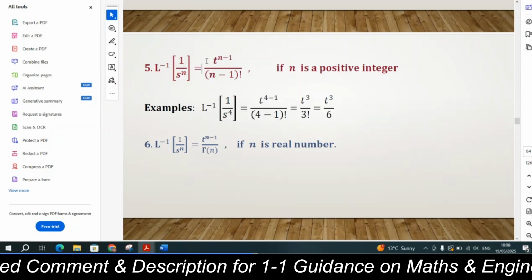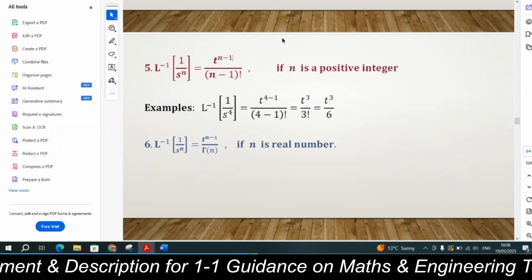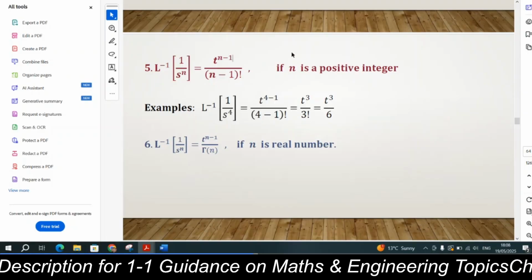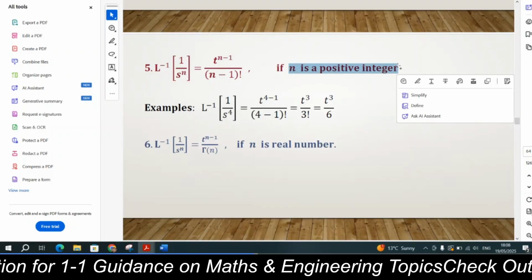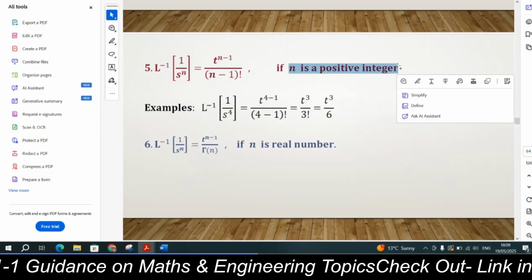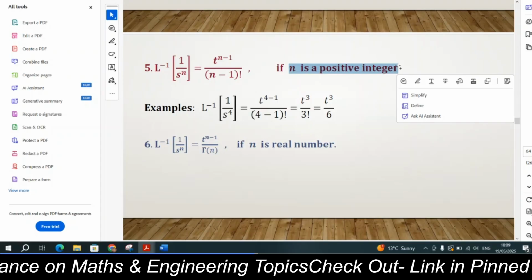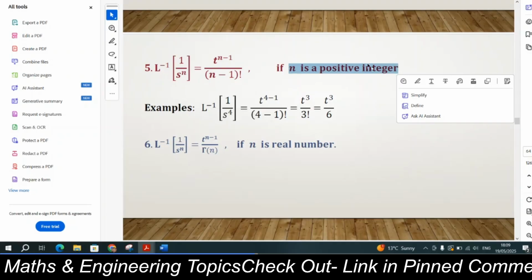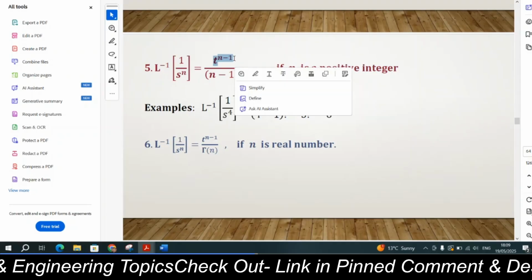Now over here, you're doing an inverse Laplace of 1 upon s raised to n. Because you have a constant, the n minus 1 factorial is missing, you divide by n minus 1 factorial, and the numerator is t raised to n minus 1. And over here, n is a positive integer.